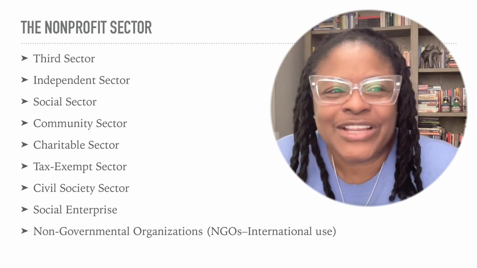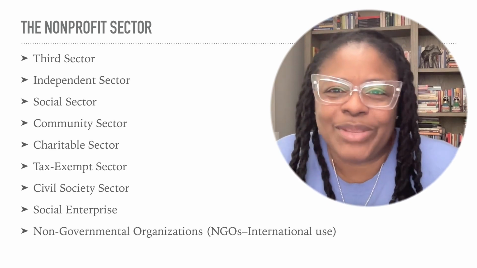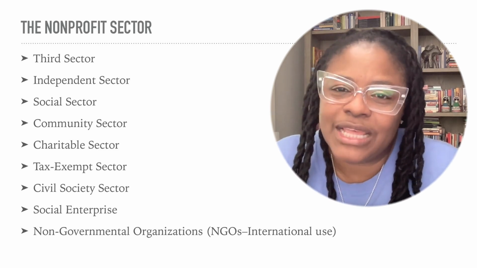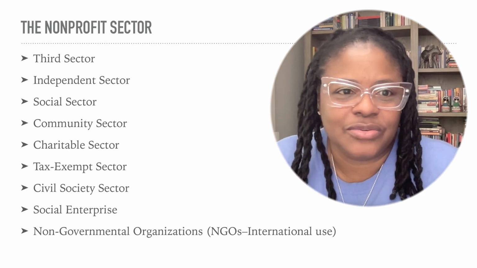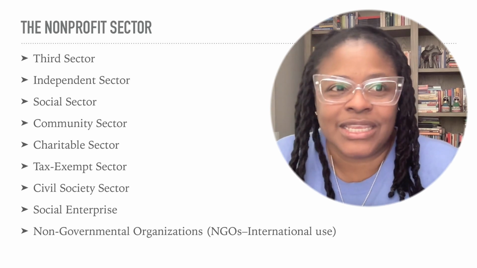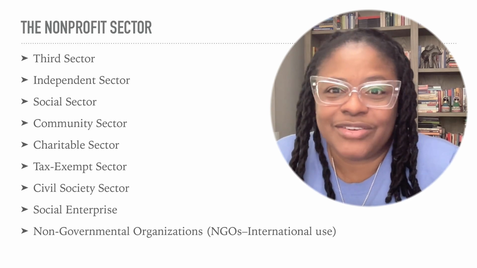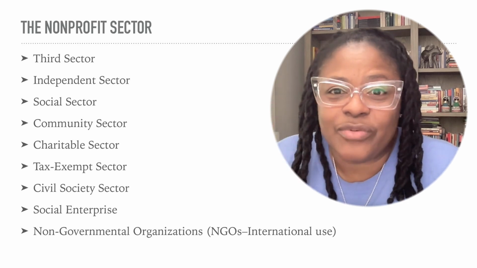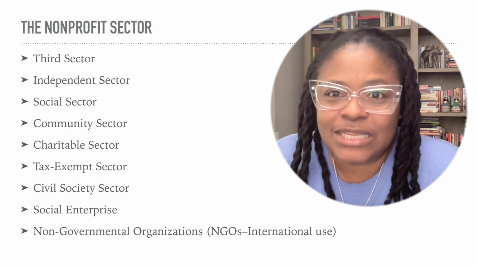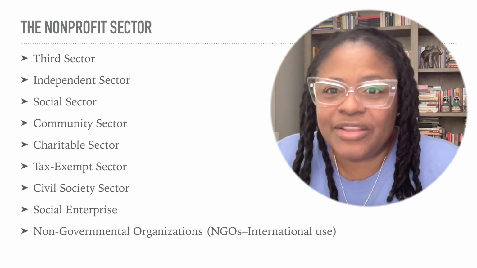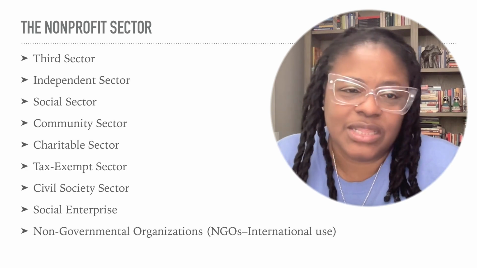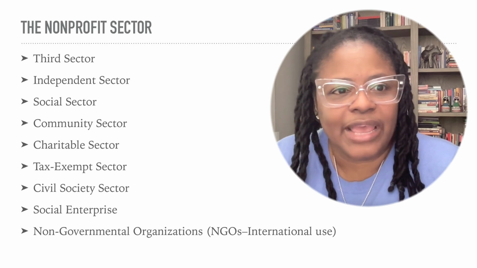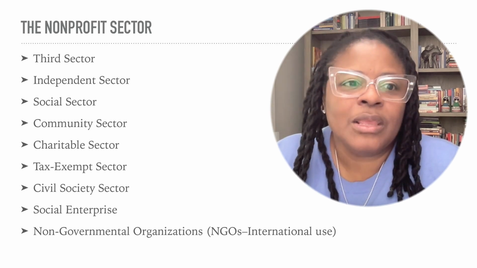The social sector, because of the social services that many nonprofit organizations provide. The community sector, because of the community building that many nonprofit organizations do and deliver. The charitable sector, because the private sector doesn't get the benefit of charitable contributions. That's just the nonprofit sector, specifically the 501(c)(3)s. The tax-exempt sector, because that is a benefit of being a 501(c)(3), this ability to receive charitable contributions and have some tax exemption components.